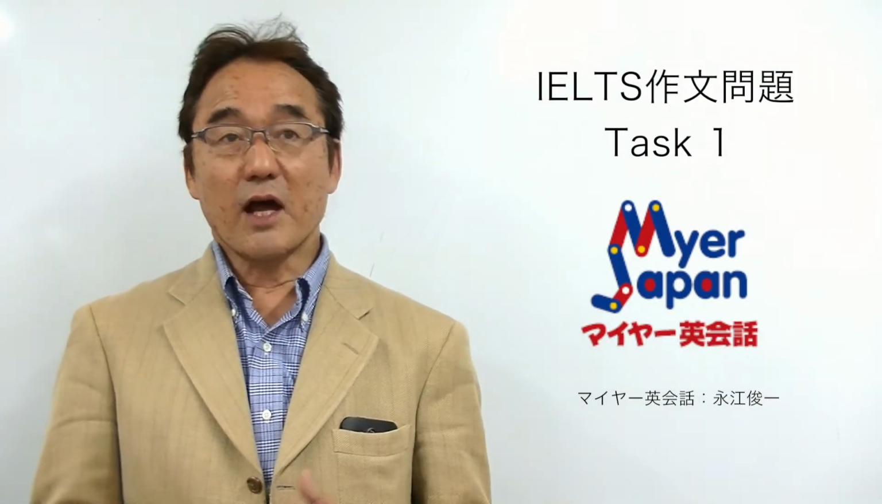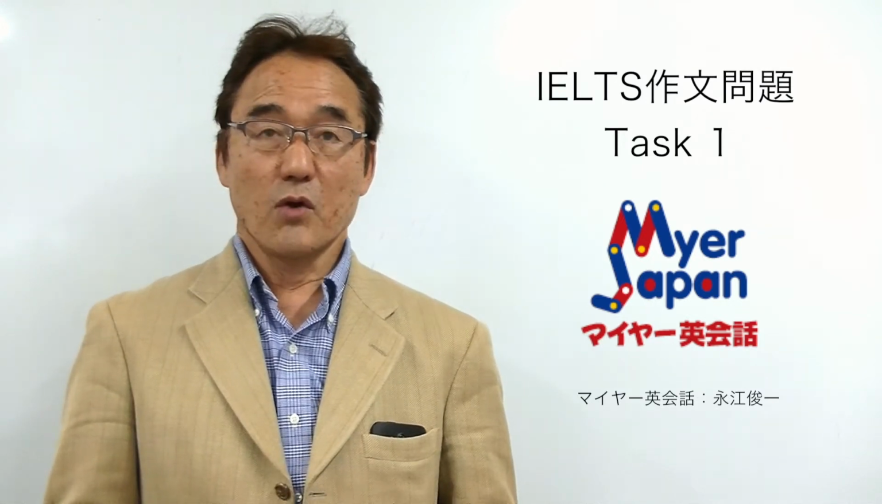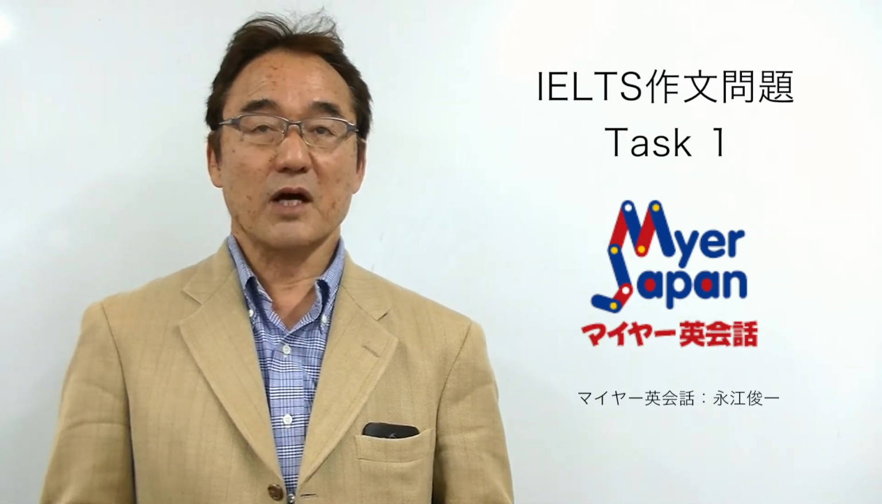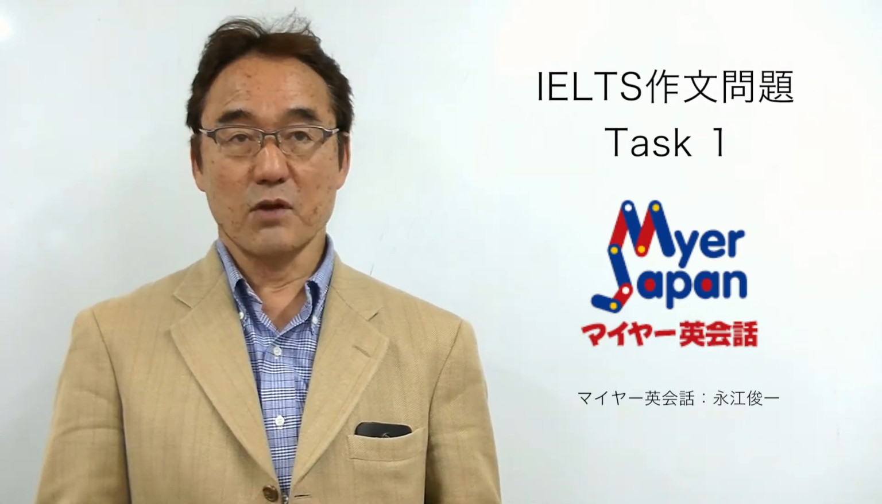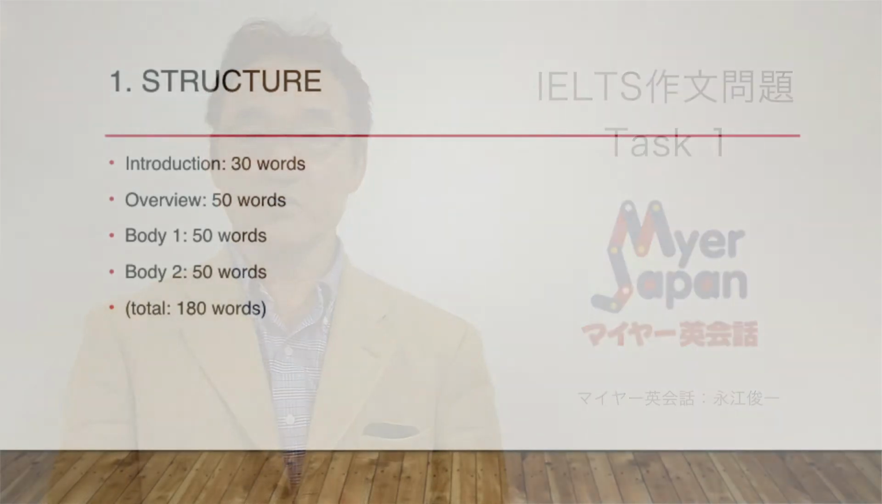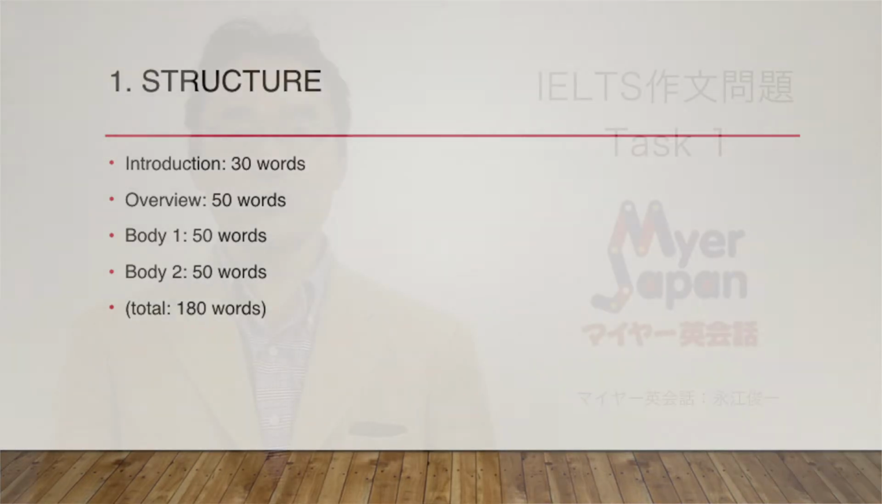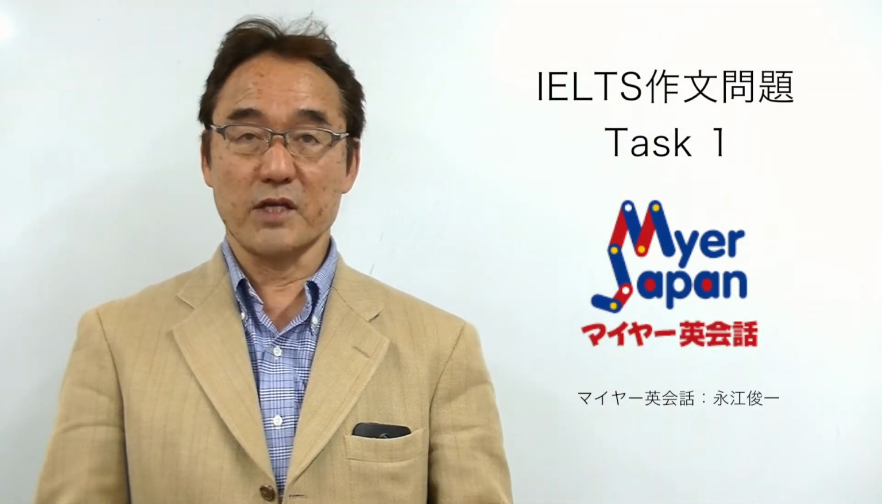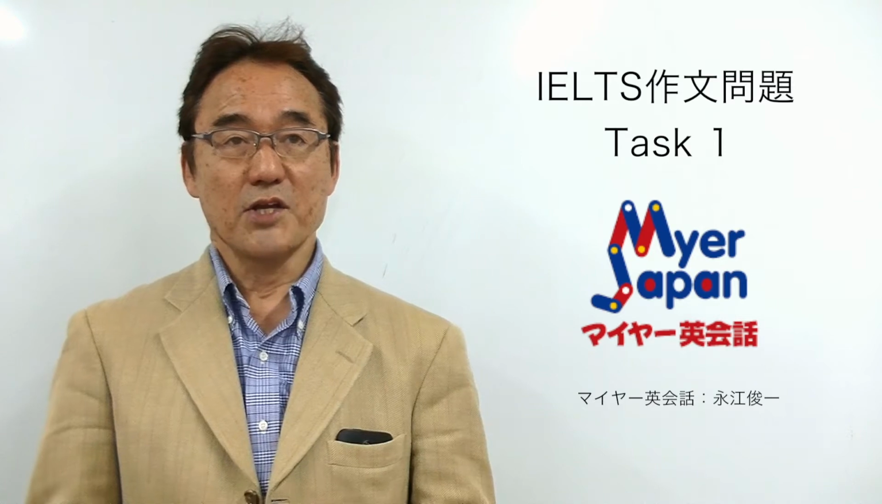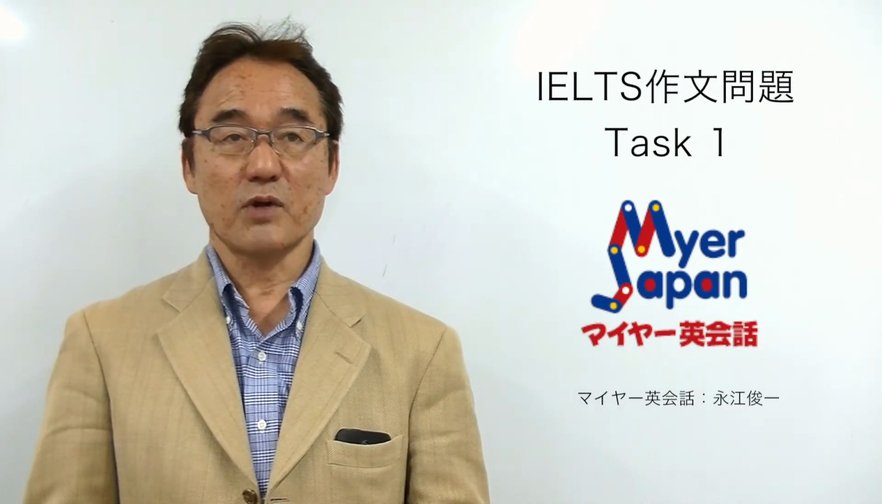Structure. Now, let's settle on the structure of the essay in more detail. With the minimum word count of 150, I will divide the essay into 4 paragraphs with roughly 30 words for the introduction, 50 words for the overview, and 50 words for body 1 and 50 words for body 2. This adds up to 180 words. If you can write more, that's great. Sample answer. Here is one sample answer that you can write.